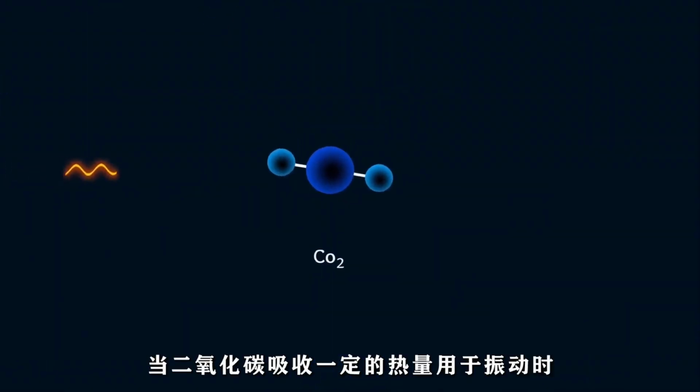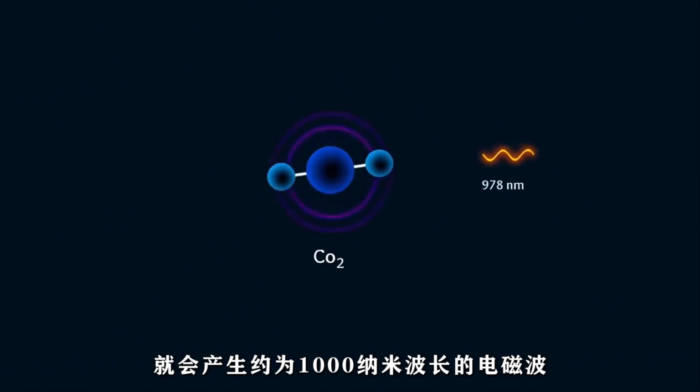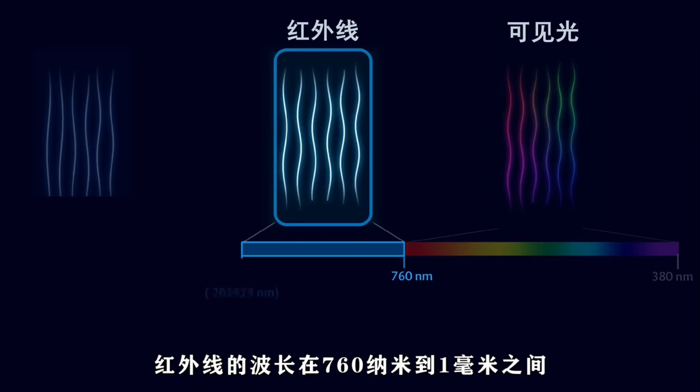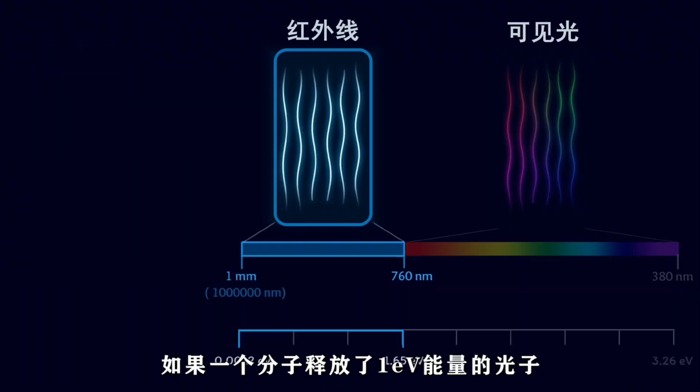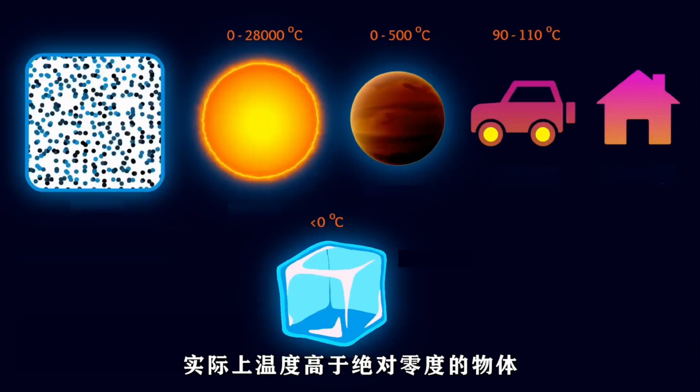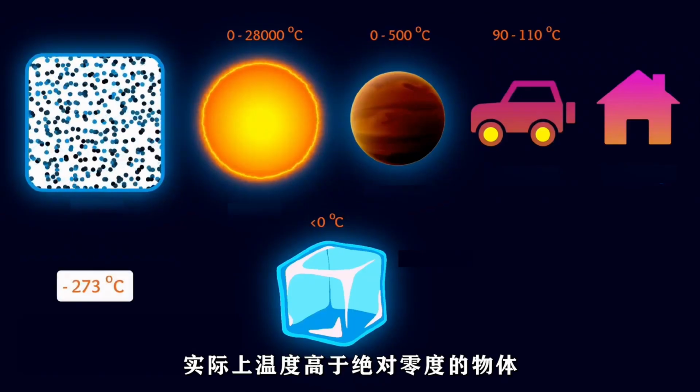When carbon dioxide absorbs a certain amount of heat for vibration, it generates electromagnetic waves with a wavelength of about 1000 nanometers. The wavelength of infrared light is between 760 nanometers and 1 millimeter, which is longer than visible light. If a molecule releases a photon with an energy of 1 electron volt, its wavelength is 1240 nanometers, which belongs to the infrared range. In fact, objects with a temperature higher than absolute zero will release infrared radiation.